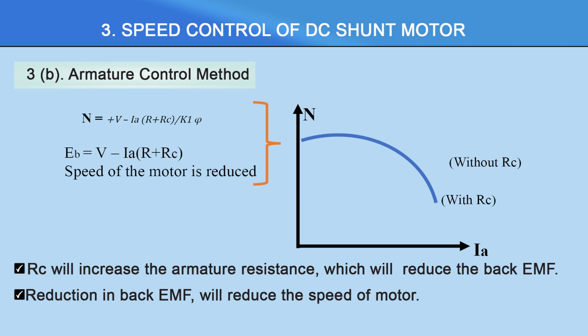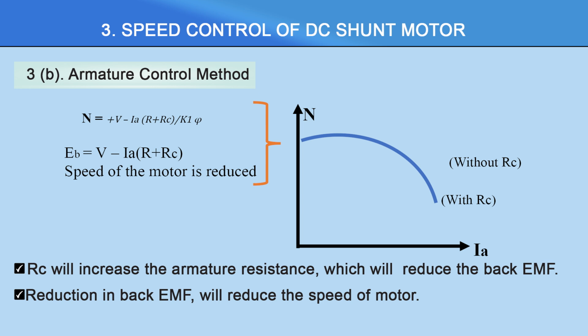Now, in this method, a variable resistance RC, the controller rheostat, is placed in series with the armature as shown in the figure. Then the equation will become N is equal to V minus IA (R plus RC) divided by K1 phi. This is the equation. Remember, I told you that this equation is going to become a very important equation for the speed control. Initially it was N is equal to V minus IA R upon K1 phi, but as we added a new resistance in series with the RA, it became R plus RC.